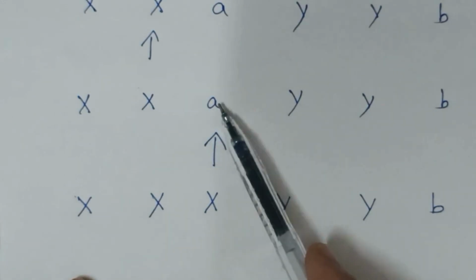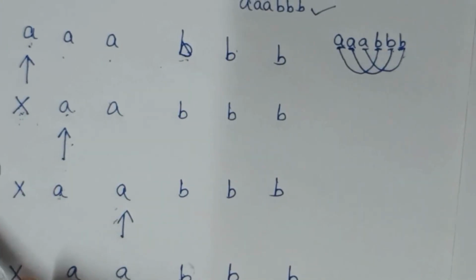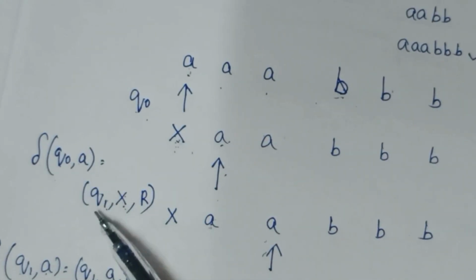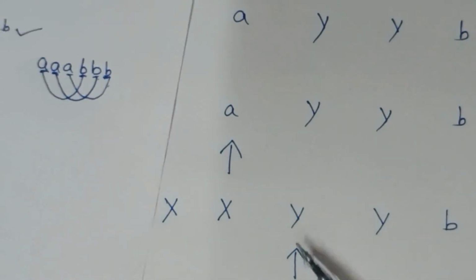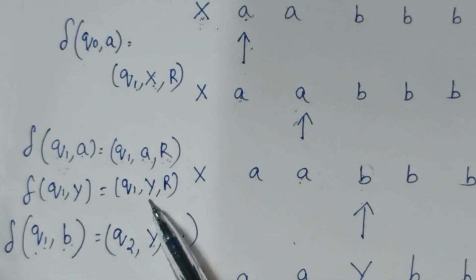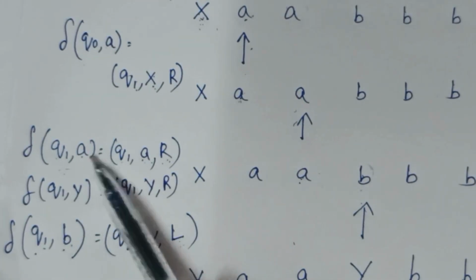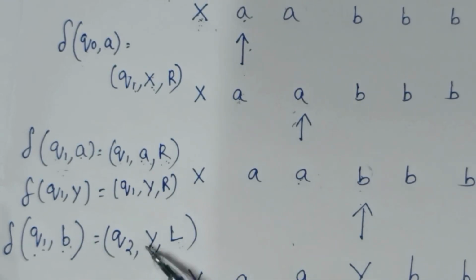Now we are in Q0. Again, same function will be performed. That is Q0 on A equals Q1 X R, that is replace A with X and move to right. Now Q1 Y. How many Y's are there? That will be read and written and move. How many A's, Y's you will get? Just read and move to right. Once you get B, replace B with Y.